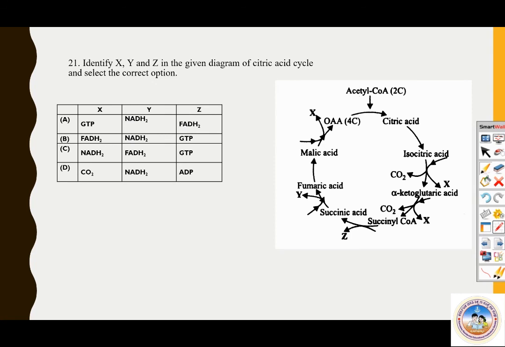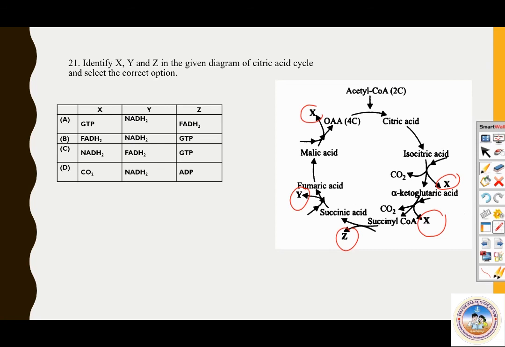Now, see children, identify X, Y and Z. Am I clear to you? What and all you have to identify? You have to identify the X. Always there is a problem with finding of X. And find out your Y and find out the Z. Am I clear to you? What is X, Y and Z? 21st question. What is X, Y and Z?